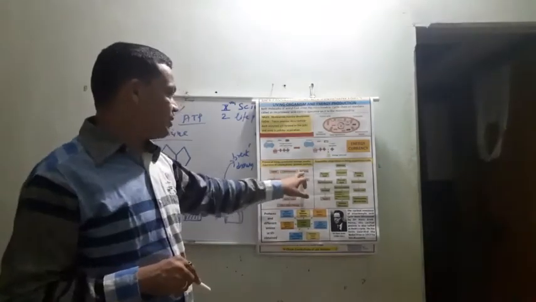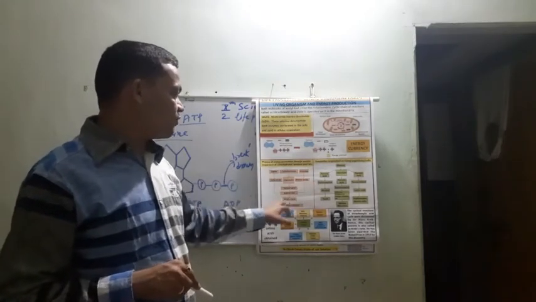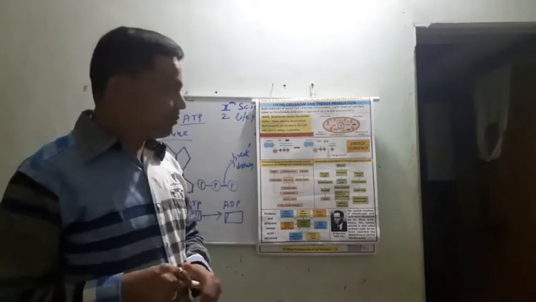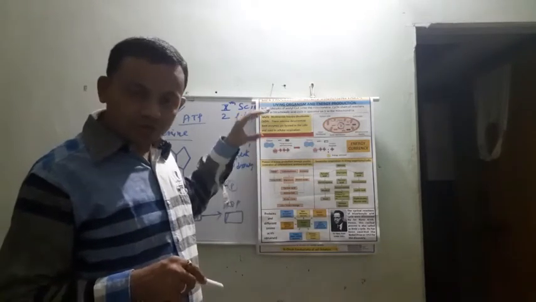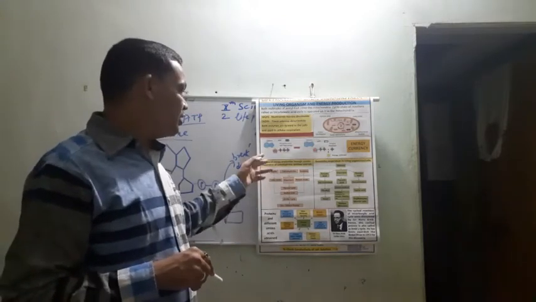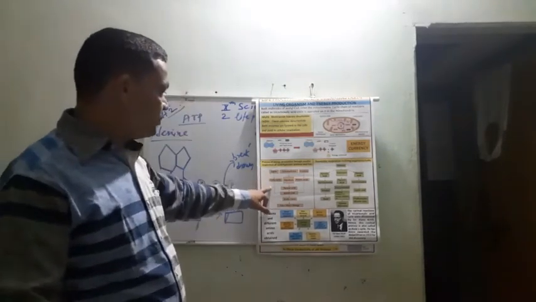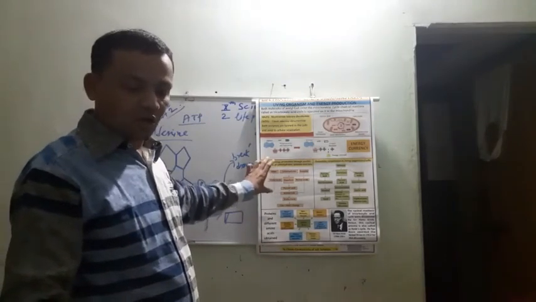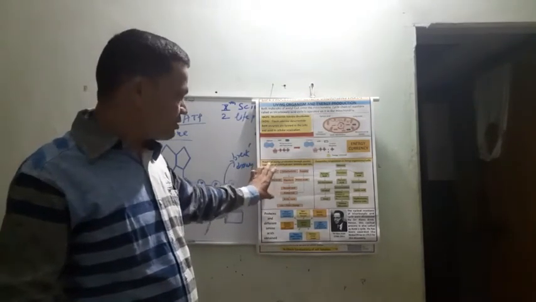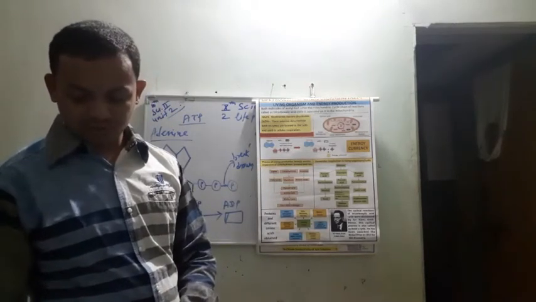So in this diagram, lipids and proteins are also utilized for the production of energy, but only if there is a deficiency of carbohydrates. In the case of lipids, see in this chart or also in your book, this diagram is given on page number 15.